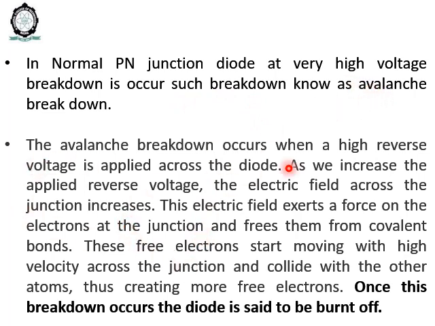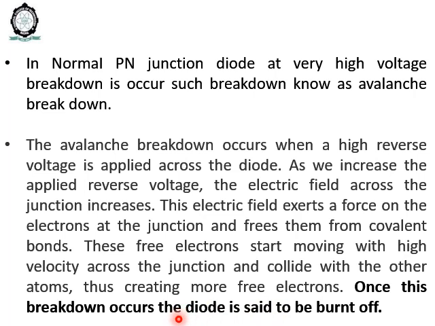Avalanche breakdown occurs when a high reverse voltage is applied across the diode. As we increase the reverse voltage, the electric field across the junction increases, and the electric field exerts a force on electrons at the junction and frees them from the covalent bond. This free electron starts moving with velocity across the junction and collides with other atoms, thus creating more free electrons. Once this occurs, the diode is said to be burnt off.